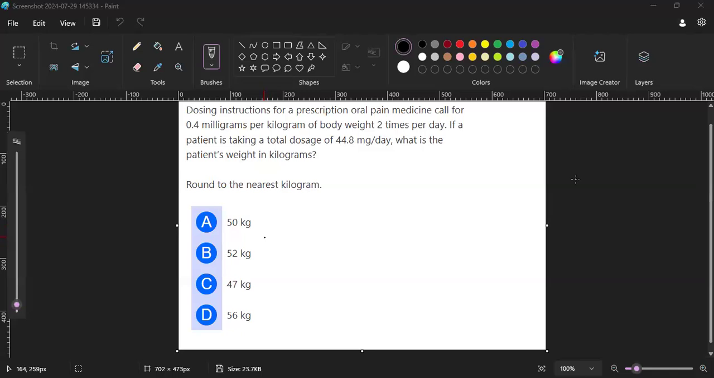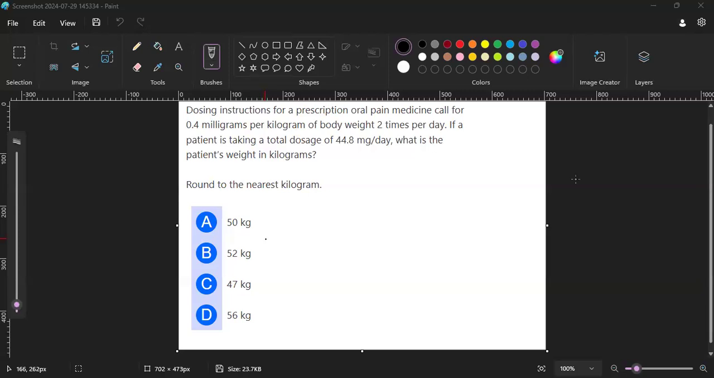So it states, dosing instructions for a prescription oral pain medicine calls for 0.4 milligrams per kilogram of body weight twice a day, right? Okay. Now it goes on to say if a patient is taking a total of 44.8 milligrams a day, what is the patient's weight in kilograms? Well, they kind of did a switcheroo on us. They started off the statement with how many milligrams per kilogram they take per day, but then they give us a comparison of how many milligrams per day, right? And then they want to know how many kilograms.